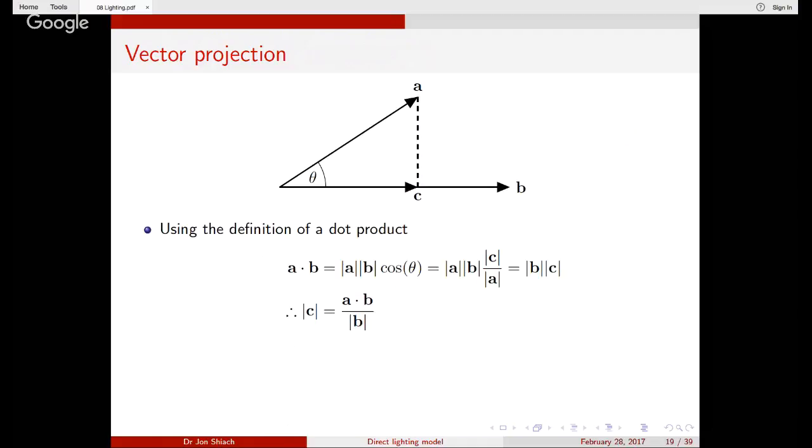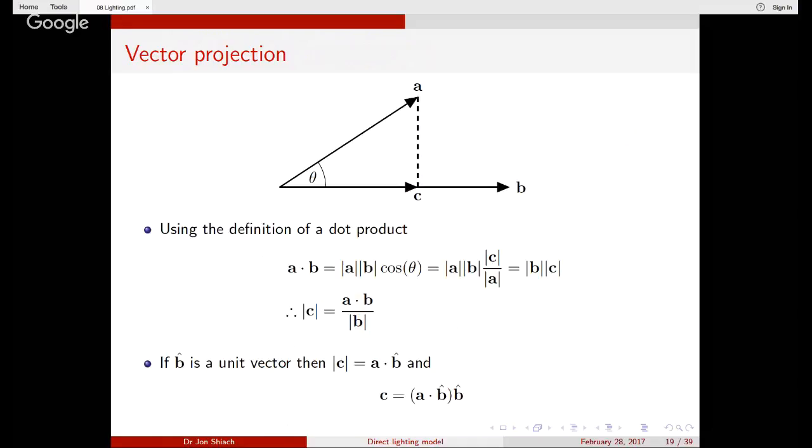Okay. Rearrange that, it allows me to calculate how long the vector C is given the vectors A and B. So A dot B over the magnitude of B. What if B had a magnitude of 1, i.e. if it's a unit vector, we get rid of that denominator and we can say the length of C is equal to A times the unit vector B. Okay, so this gives us the length of the vector C.